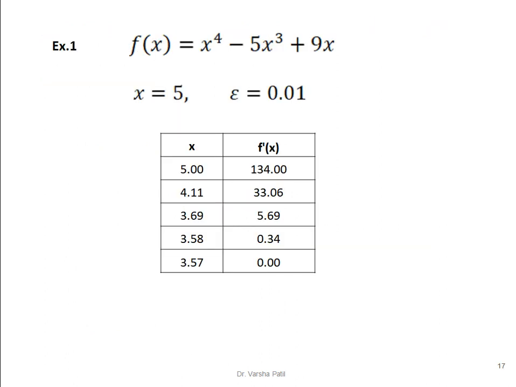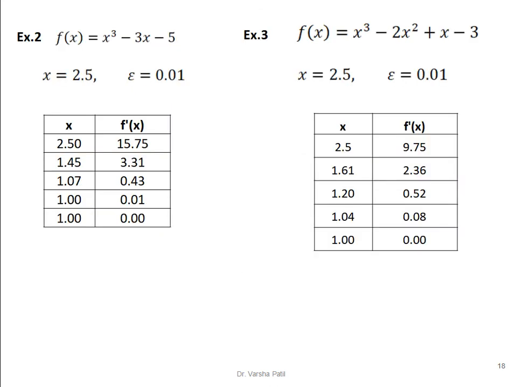So these are some exercises. The first exercise has the value x equal to 5 and epsilon 0.001, and the answers are given for your reference. This is the first exercise, and in a similar way I have provided the answers for the second and third exercises, so you can cross check your answers.